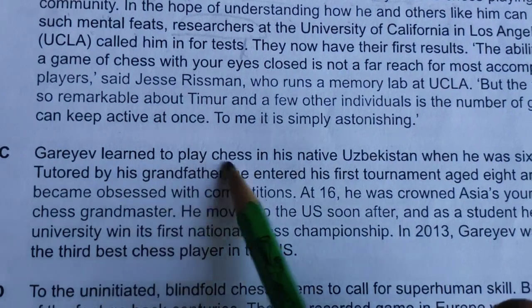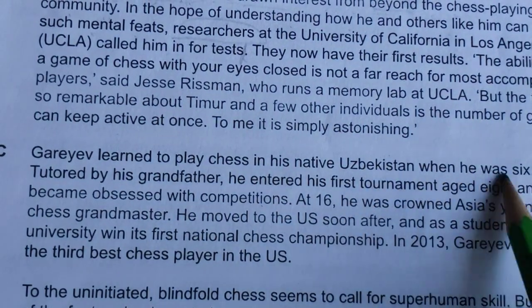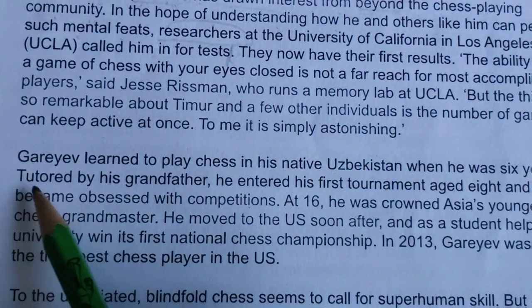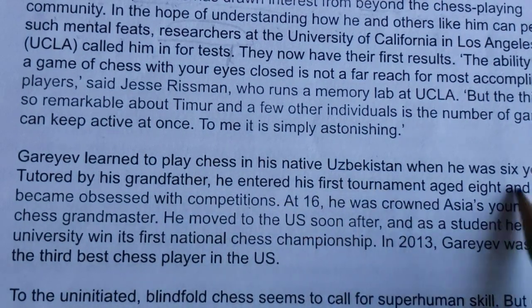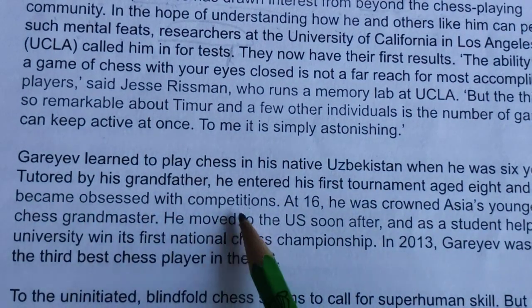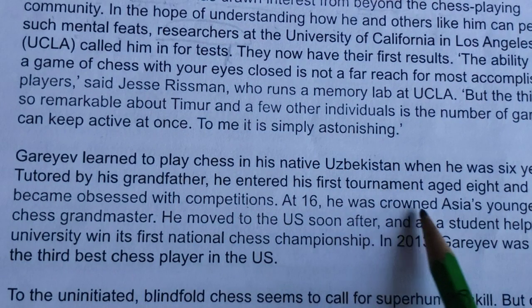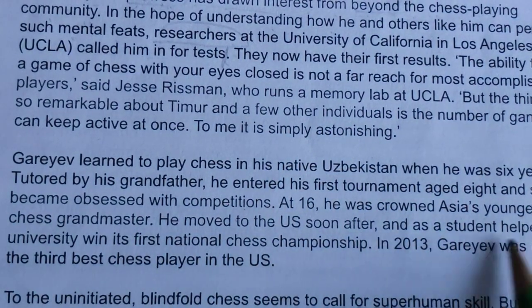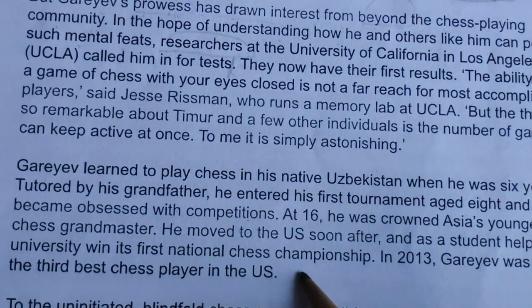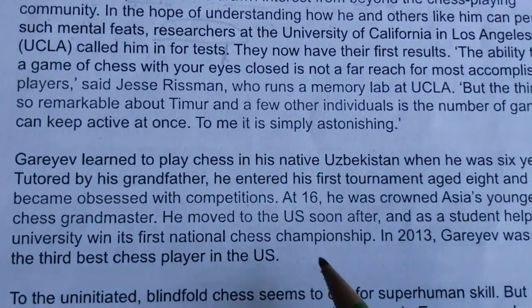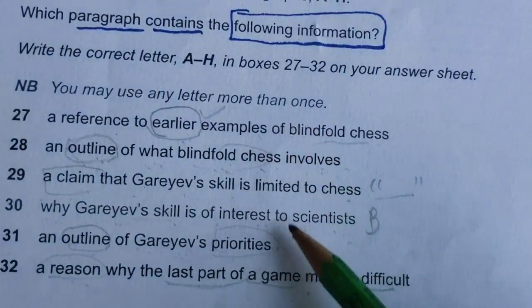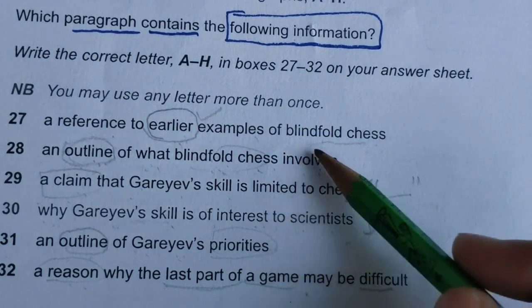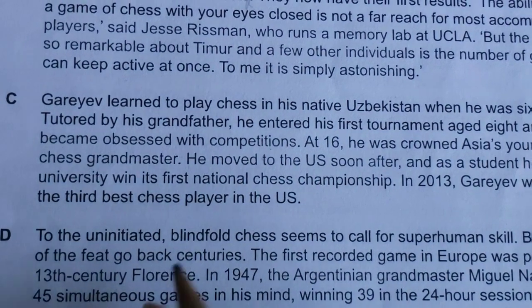He learned to play chess in his Uzbekistan when he was 6 years old, tutored by his grandfather. He aged and became obsessed with competitions. At 16 he was crowned. He moved to the US soon after as a student. So in this paragraph they are explaining about his childhood days. So here there is no option, there is no information about the childhood they have asked. So let's move on to the D paragraph.